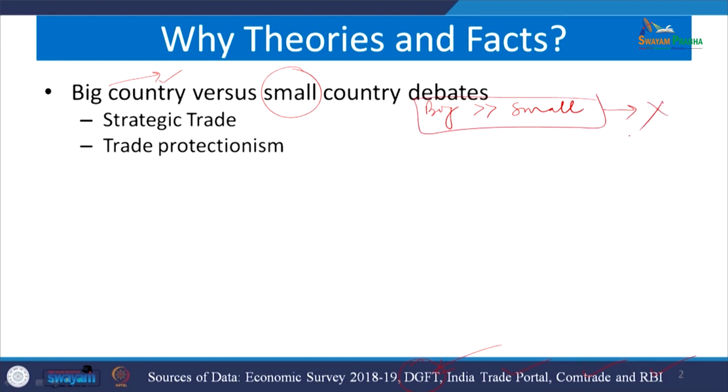Therefore, we need to understand big in the sense of what kind of big. Is it the big market in terms of demand and supply? Does demand define big, or does the supply side define big? We need to understand this from the data. Our data in this lecture captures very clearly the recent, very latest facts for the understanding of big versus small countries. Accordingly, we can plan for trade protectionism and strategic trade.